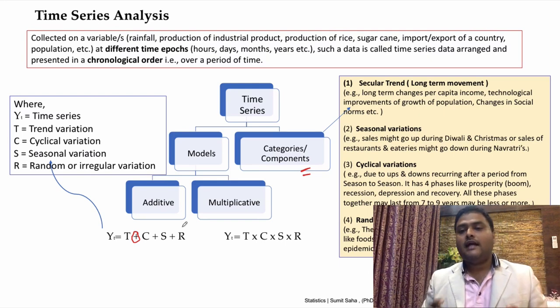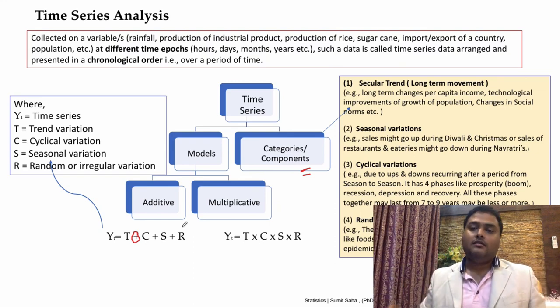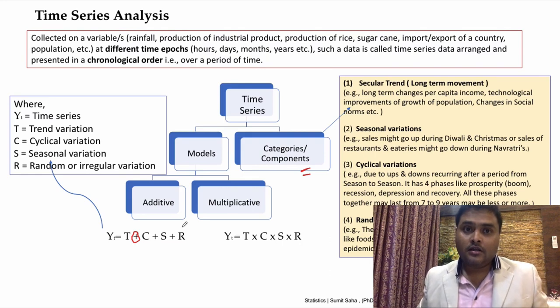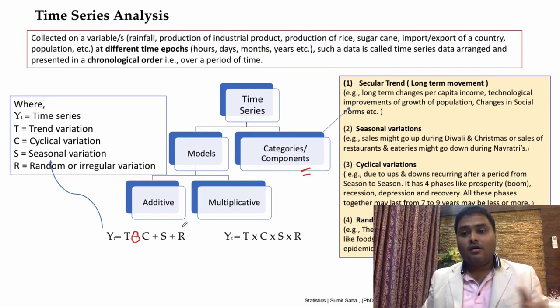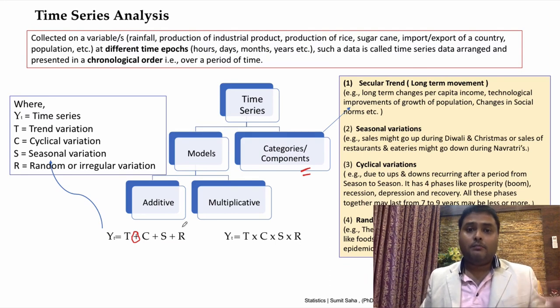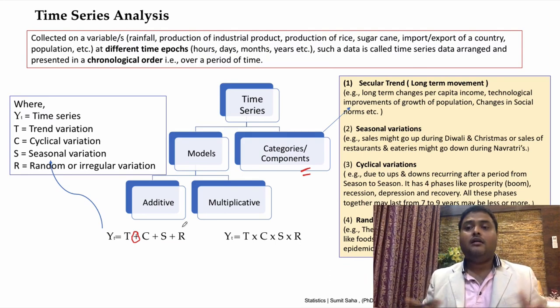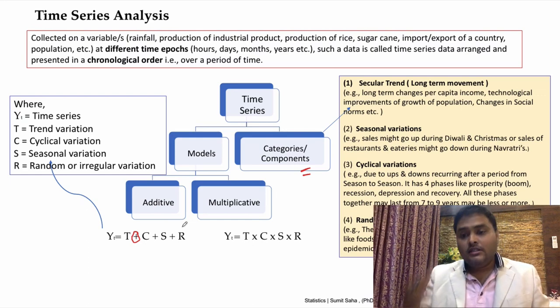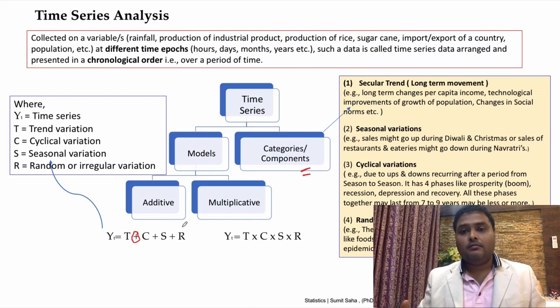And the fourth one is random or irregular variance. These variances are due to random external variables like floods, wars, famines, earthquakes, coronavirus, which affected our global economy. Strikes, lockouts, epidemics, pandemics, anything. It can be a random or irregular variance which you cannot predict, which is not under your control. So these are the four categories of components.